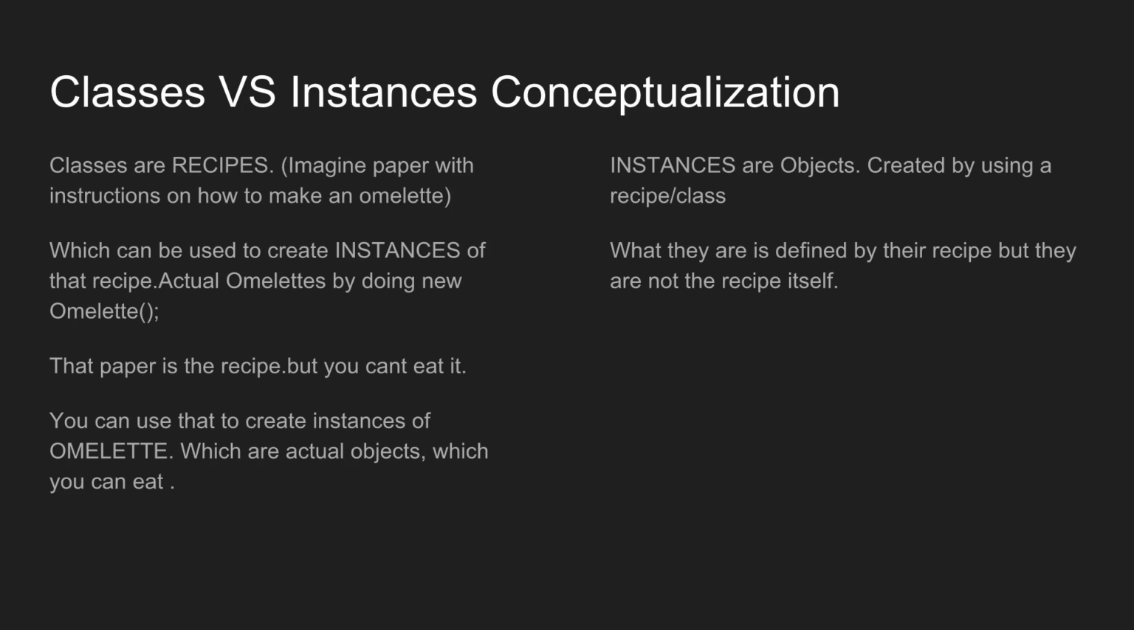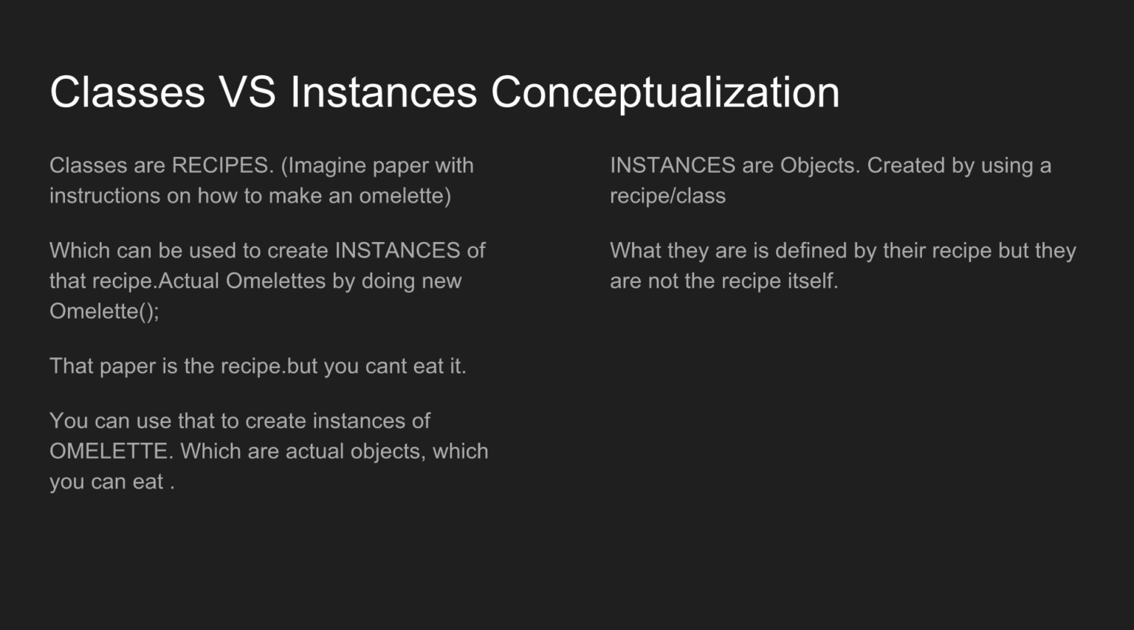Okay, so the analogy I use in my head is classes are recipes. Now imagine a paper with instructions on how to make an omelet. That paper is the recipe, it cannot be eaten. That paper is not an actual object. The paper is telling you how to create an omelet, and it's explaining to you what an omelet is. But the recipe itself is not an omelet. So that's how you have to think about classes.